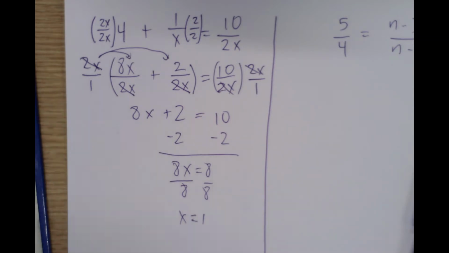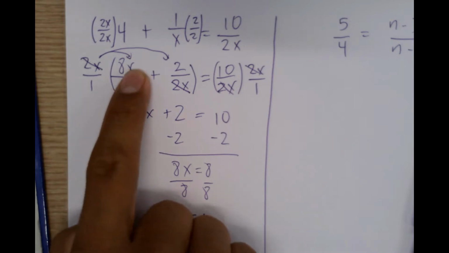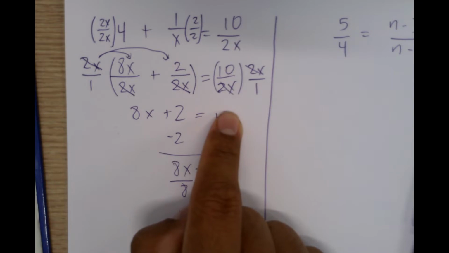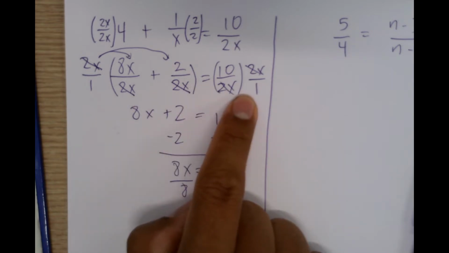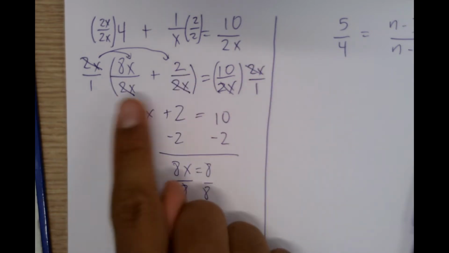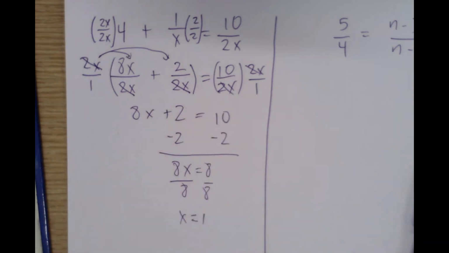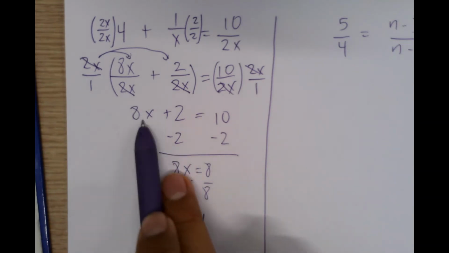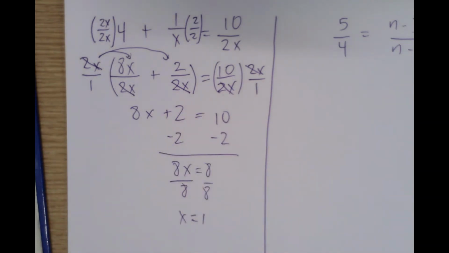Okay, so do you get why we multiply by 2x? We do so to get rid of the denominators, right? We want to cancel out the denominators, because all of them are over 2x, right? 8x over 2x, 2 over 2x, 10 over 2x. So in order to get rid of the denominators, we have to multiply every single term by 2x. If we do that, it gets rid of all the denominators, and then all we're left with is the numerators, or the top. It's a good question.